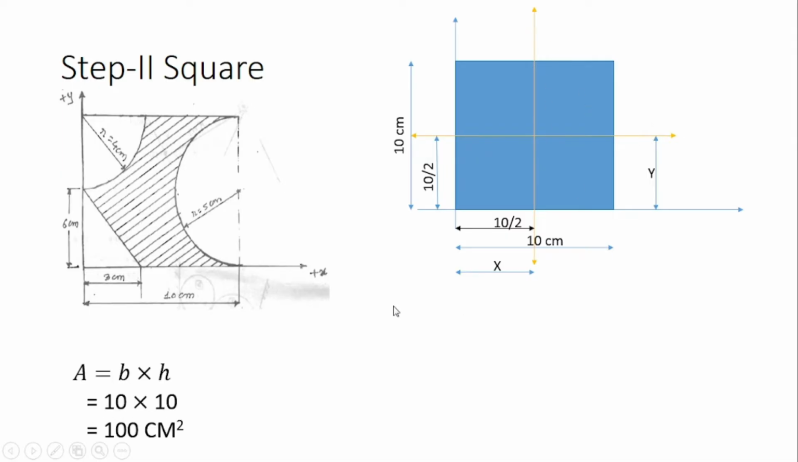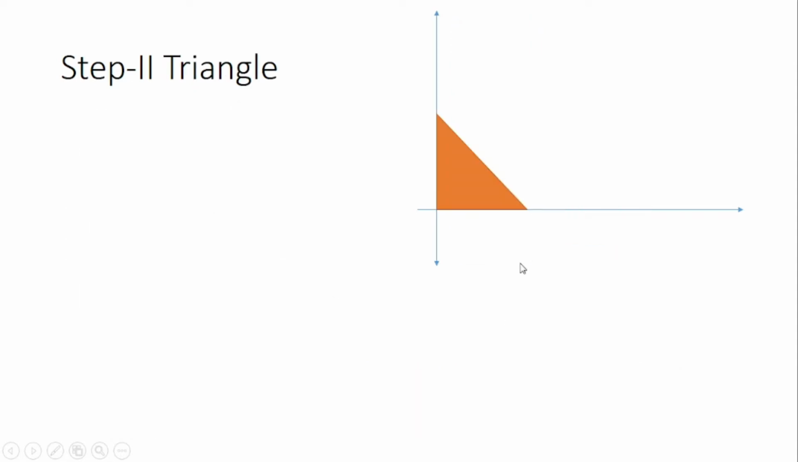So first we will calculate the area. Area is equal to base into height. So it is 10 into 10. So we will get 100 centimeter square as the area. X bar is clear, 10 by 2 means 5 centimeter, and y bar is again height by 2, that is 10 divided by 2, 5 centimeter. Now the second shape is a triangle.